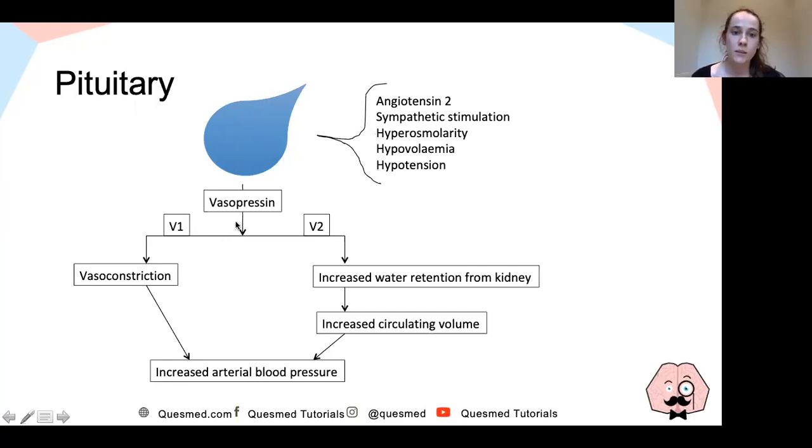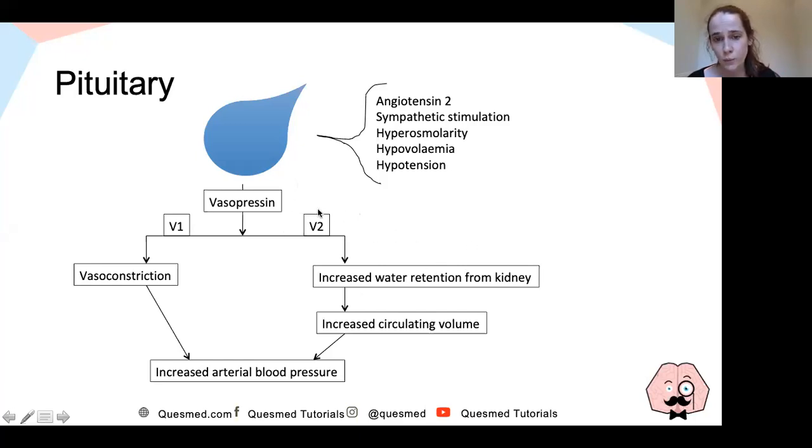Vasopressin stimulates two different types of receptors. We've got our V1 receptors, which aren't really anything to do with the kidneys, and we've got our V2 receptors. Our V2 receptors increase water retention from the kidney, and that is by releasing aquaporins. The V2 receptors are around the collecting duct.